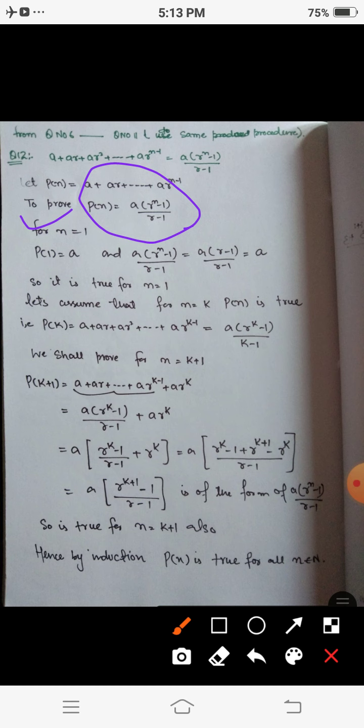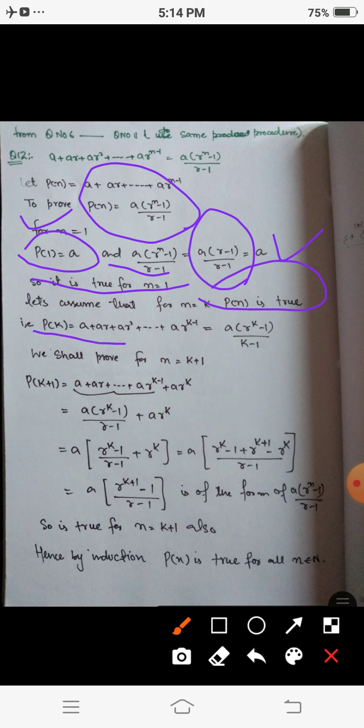Here for n equals 1, P of 1 is simply a, the first term, and a into (r raised to power 1 minus 1) upon r minus 1 is simply a into (r minus 1) upon r minus 1, cancelling r minus 1, that is a. So this means that for n equals 1, the statement is true. Let's assume that the statement is true for n equals k, that is P of k is true.